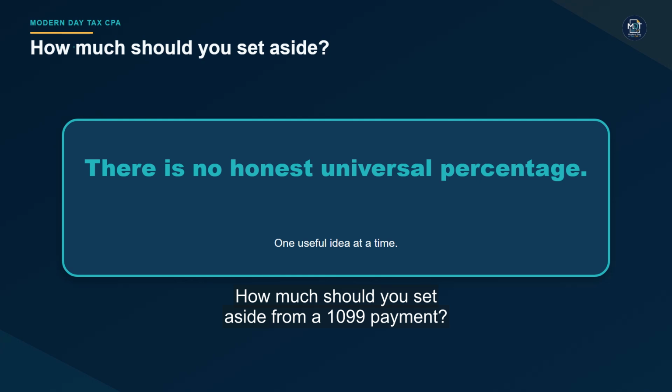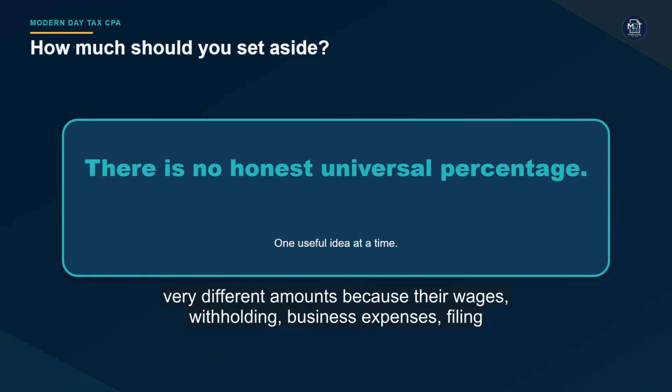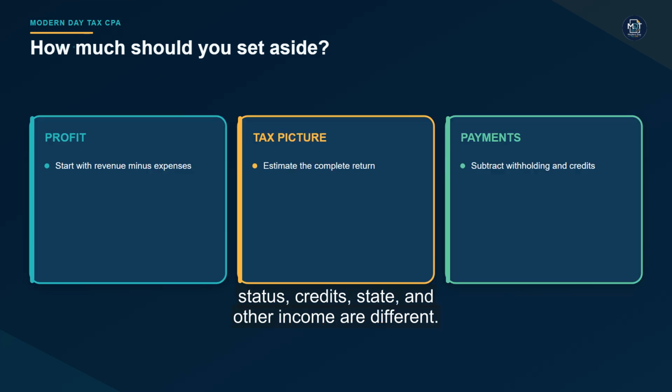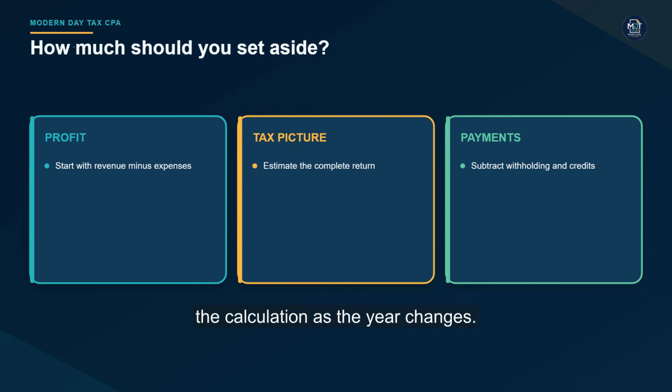How much should you set aside from a 1099 payment? The honest answer is there isn't one universal percentage. Two people can receive the same contractor payment and need very different amounts because their wages, withholding, business expenses, their filing status, credits, the state they live in, and other income are different. The useful answer is a process. Estimate business profits, estimate the complete tax picture, subtract payments already happening, and update the calculation as the year changes.